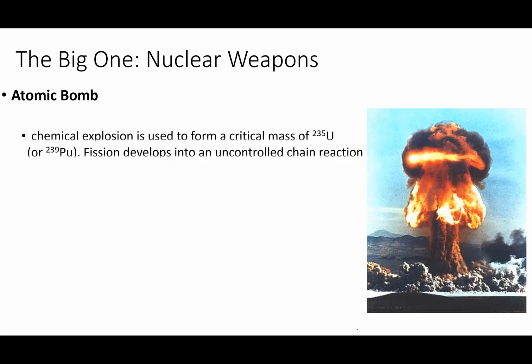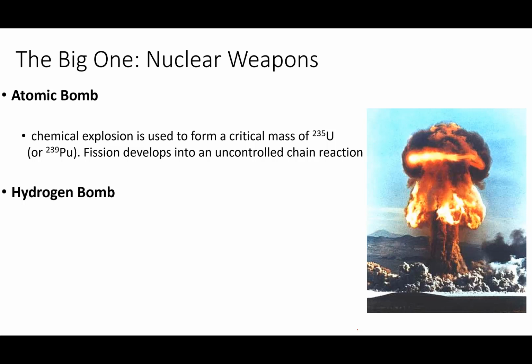So the atomic bomb works by forming a critical mass of uranium-235. Basically, if you put enough uranium-235 together, it will just explode by itself. That's a critical mass. So it creates a critical mass of uranium, and then the fission causes a chain reaction, and it blows up, releasing a lot of heat.